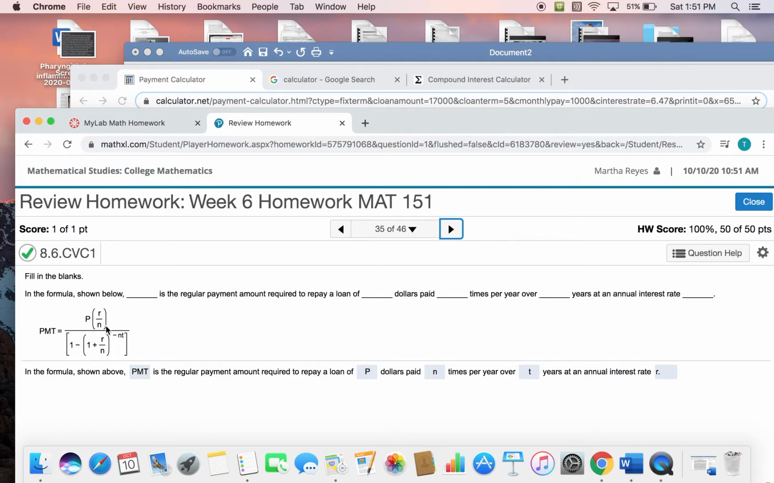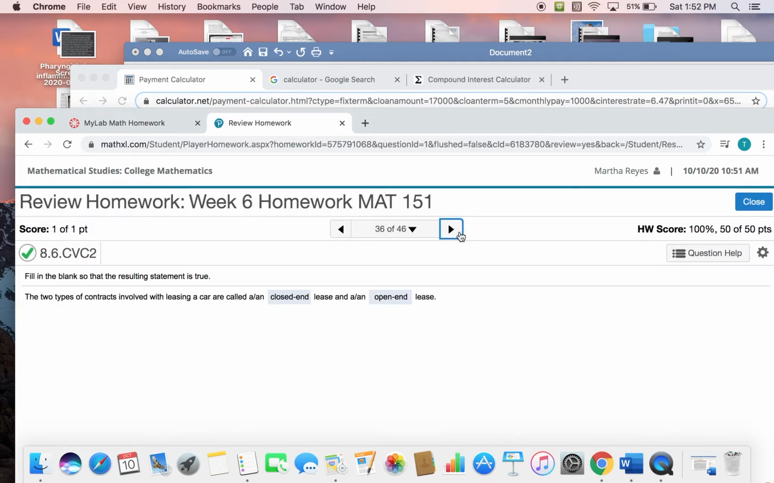So first you have to do things in the parentheses, R divided by N. Then you would also do that here, right? You try to solve for this, then raise it to the power, a negative power, and then subtract that answer from 1. So it's easiest with a graphing calculator.